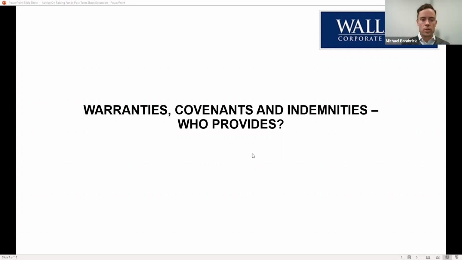Thanks. So these would usually appear in either the subscription agreement or the investment agreement. They're essentially ways for the investor to either protect themselves or reduce the riskiness of the investment. Warranties are essentially contractual promises. They're statements of fact about the business. One example would be there's no litigation against the company. They're provided by the company and the founders to the investor.